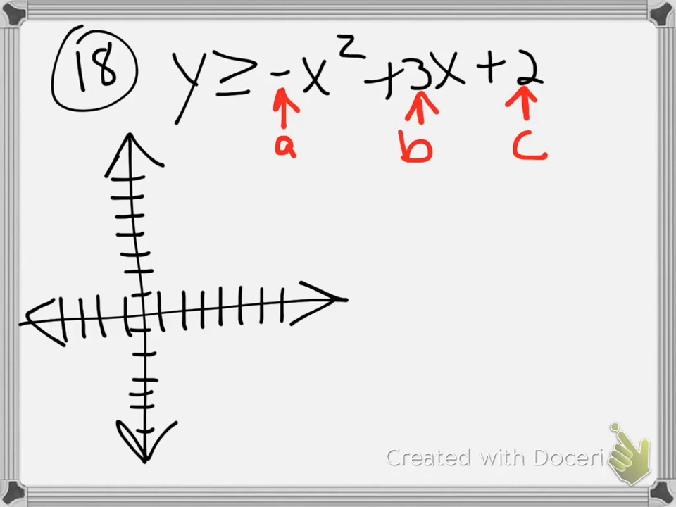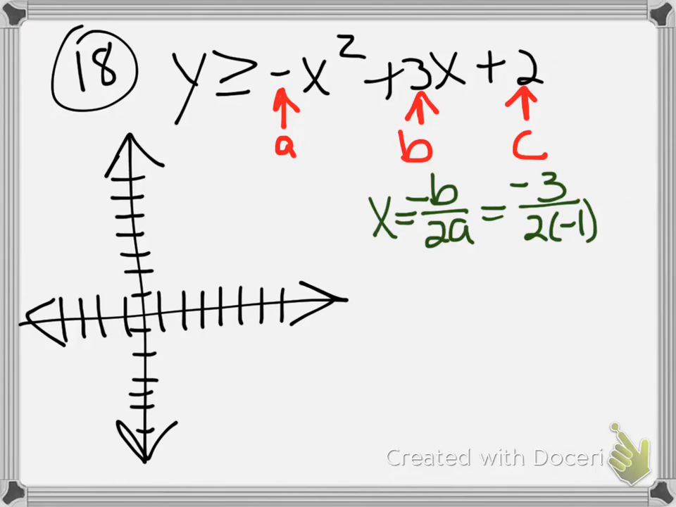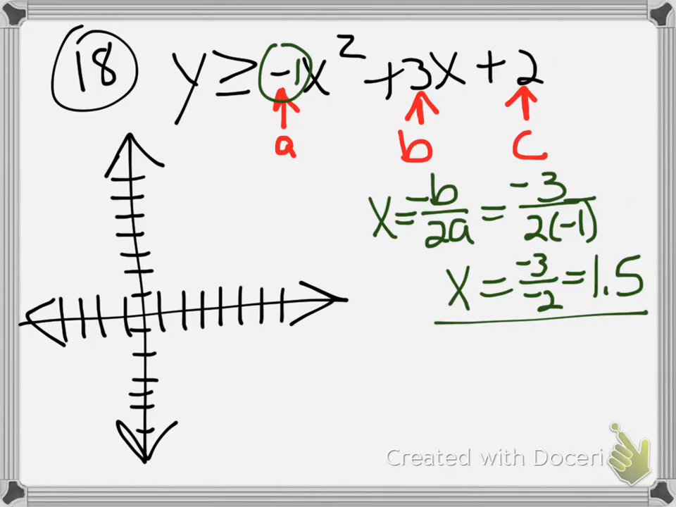So when I find the vertex for standard form, I have negative B divided by 2A. So that would be negative 3 divided by 2 times negative 1. That's what that is right there, negative 1. So my x is negative 3 divided by negative 2, which is positive 1.5. 1.5 is not probably your favorite thing to have to graph, but we are going to kind of estimate it, and it's okay. It's just 1.5.